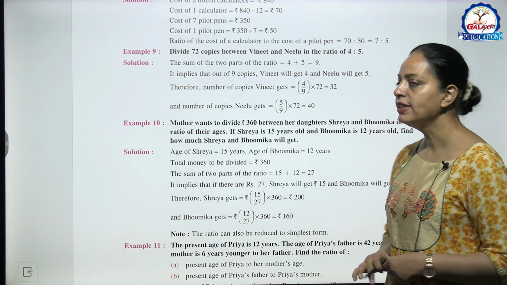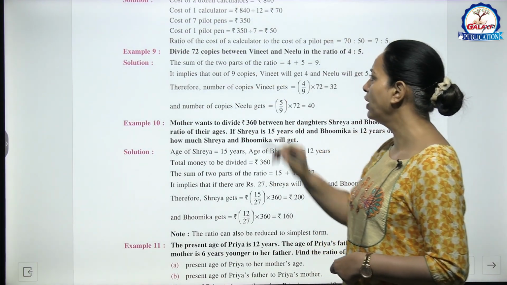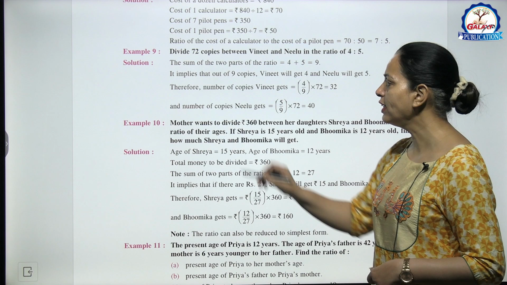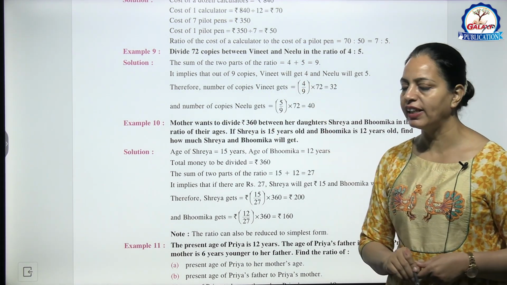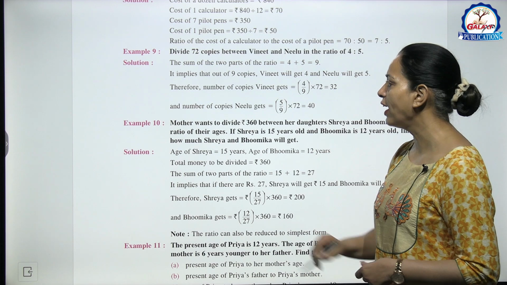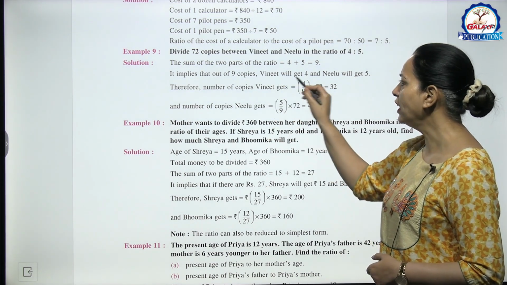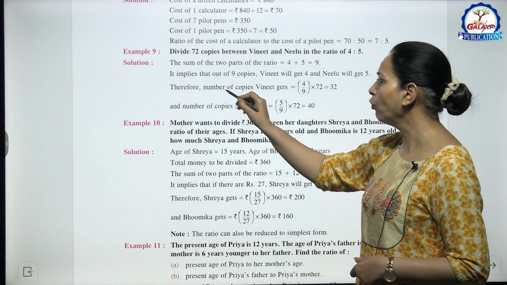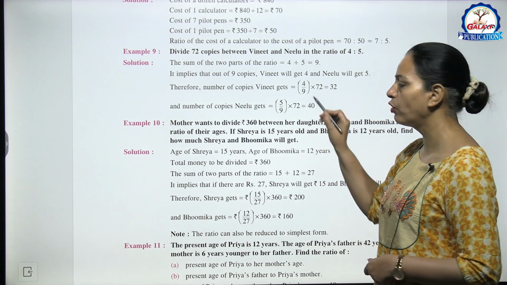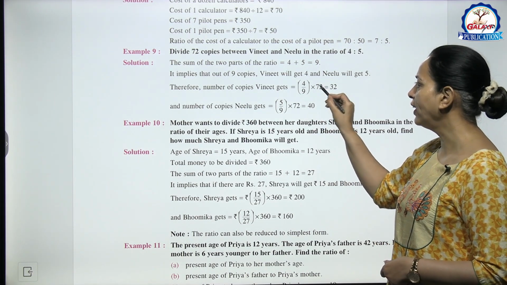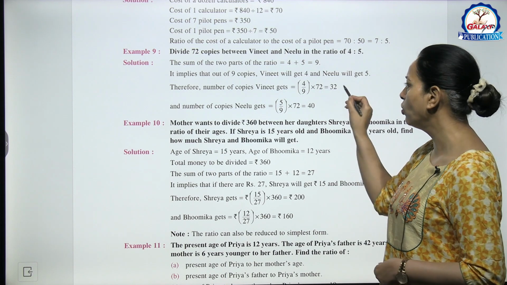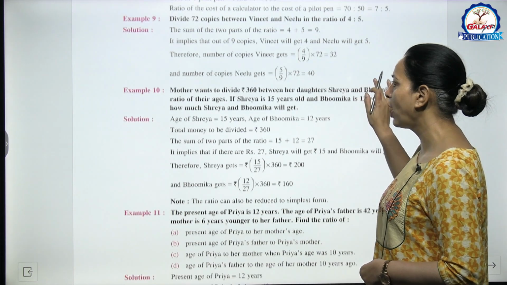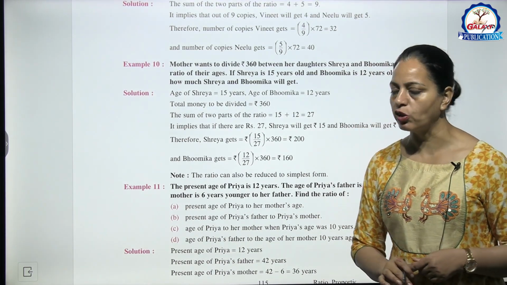Now example 9, divide 72 copies between Vineet and Neelu in the ratio 4 is to 5. So first find sum of ratios, 4 plus 5, that is 9. So it means that out of 9 copies, Vineet will get 4 and Neelu will get 5. So number of copies Vineet gets 4 out of 9 into 72. So 9 8s are 72, 8 into 4, that is 32. And number of copies Neelu gets 5 upon 9 into 72, that is 40, right?